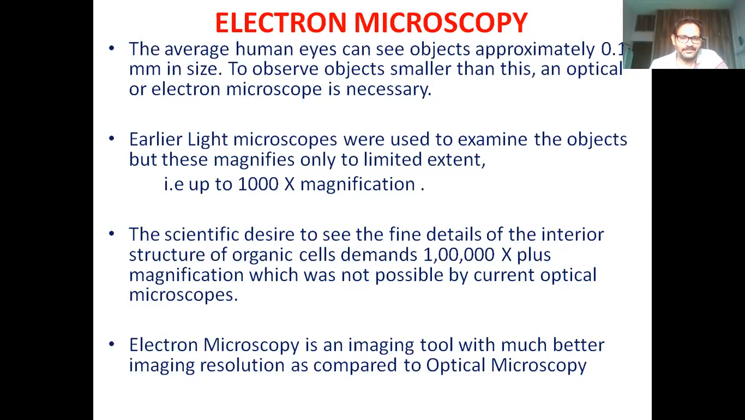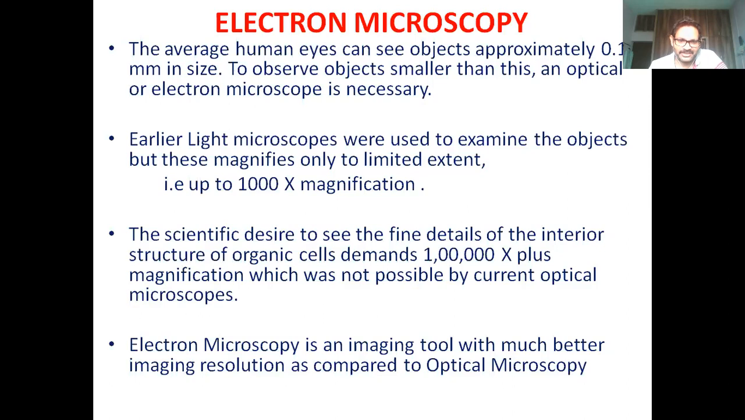Earlier, light microscopes, so normally common microscopes, were used to examine objects, but these magnify only to a limited extent, that is up to 1000 times magnification. But the scientific desire to see the finest details of the interior structure of an organic cell demands 1 lakh plus magnification, which was not possible with current optical microscopes.